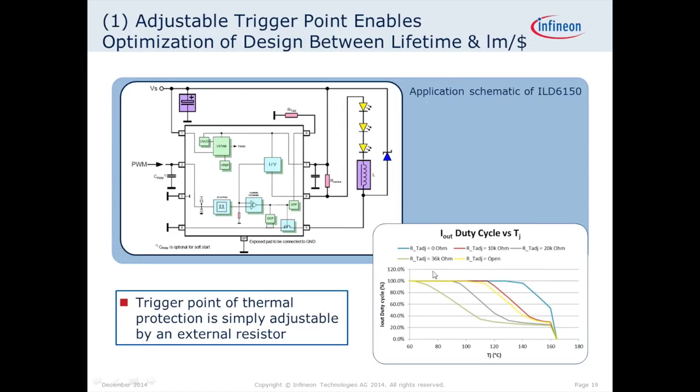The other way around, when customers are interested in having a very long-living LED system, they have the choice to adjust the trigger point at an earlier point. And this can be done very simply with an external resistor value. We have an application note where it's described which trigger point, and you can also see it in this chart, which resistor to select in order to adjust the trigger point.